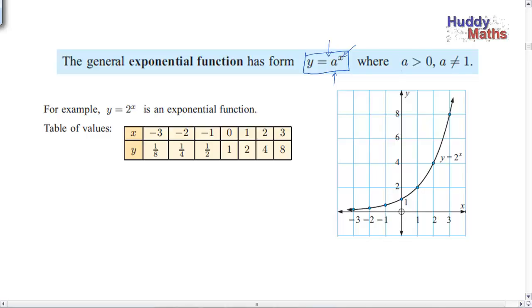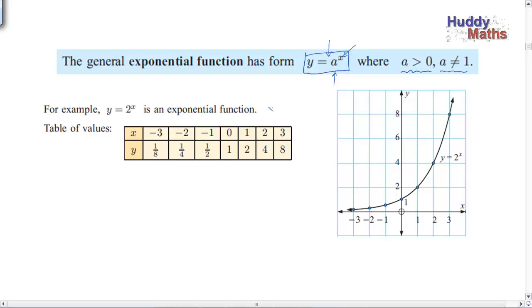And we're going to say for this discussion, a is going to be greater than 0. It's a practical model. If it was less than 0, if it was a negative, you might want to think what the graph would look like then. That's a bit more complicated. And a is not 1, because 1 to the x would just be a flat line, wouldn't it? 1 to any power is 1.